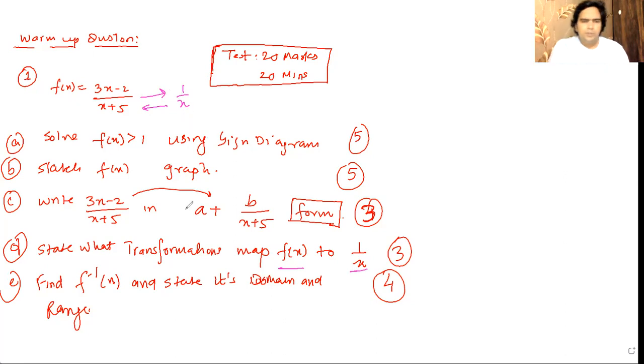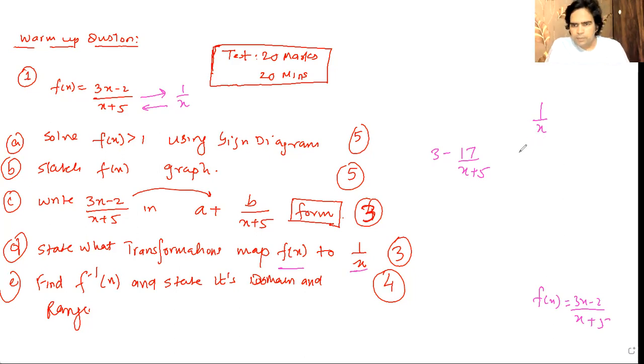But what we can do is use the previous part that we got, which is 3 minus 17 over x plus 5. So let's say here is my function, 1 upon x, and my function is here, which is nothing but 3x minus 2 over x plus 5. Even though I've been asked what transformations will map this to this, what I'm going to do is first do the exact opposite, which is 1 upon x to this.